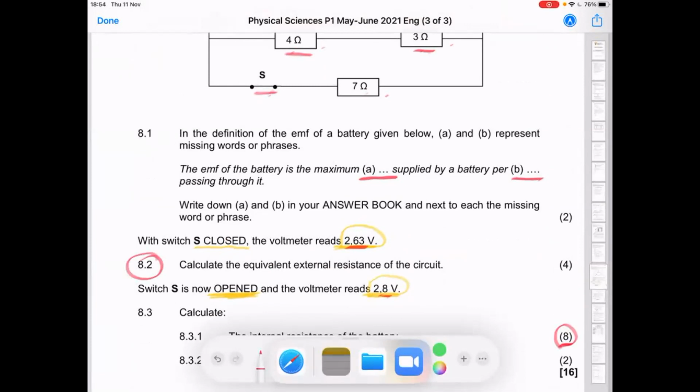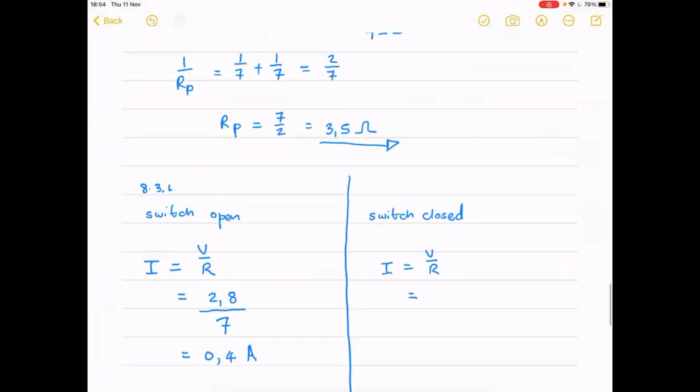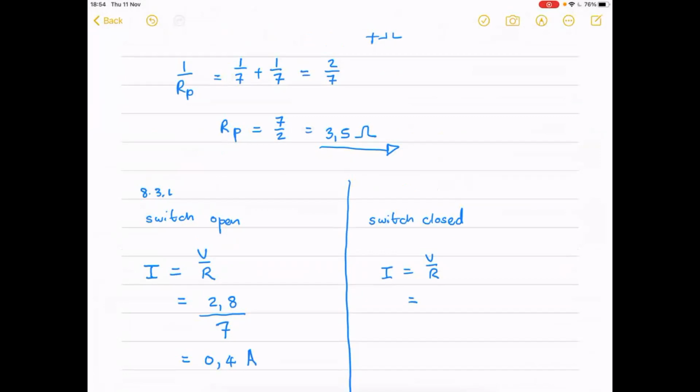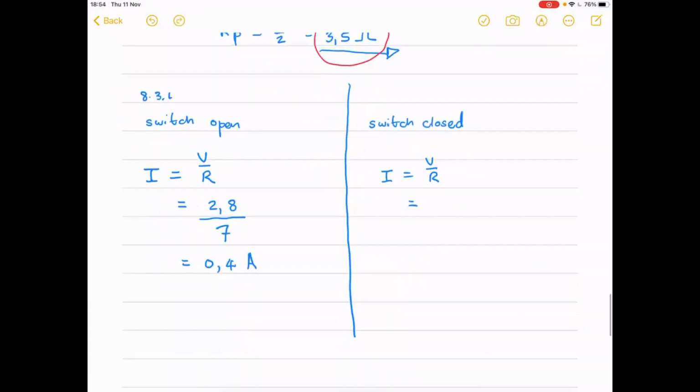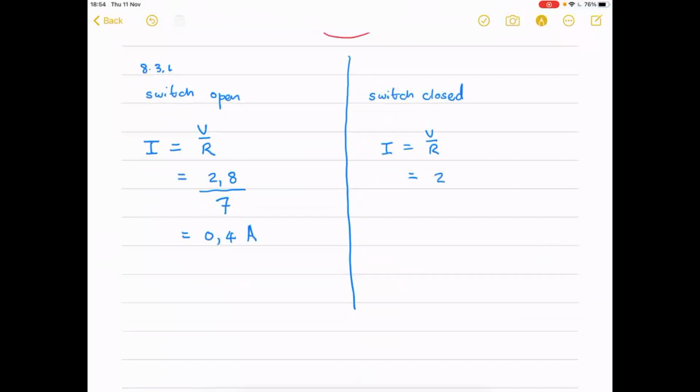Okay, so that's what I'm going to do now. Let's bring my page down. There it is here, 3.5. Okay, this 3.5 is the resistance. So V is 2.63 and the resistance is 3.5, which we calculated. And you get 0.75 amps. Okay, so that's the first bit, calculating the current.